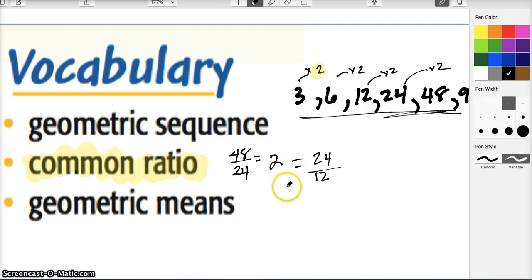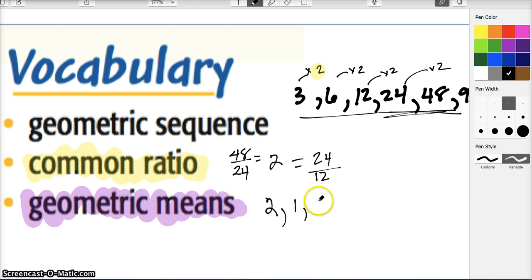So that's what the common ratio is, and then geometric means will probably be similar to arithmetic means. If I were to start off with a geometric sequence, something like this, let's start off with 2, and let's multiply by a half, so the next one is 1, and then the next one is 1/2, and then the next two I'm not going to tell you, and then this one is 1/16.